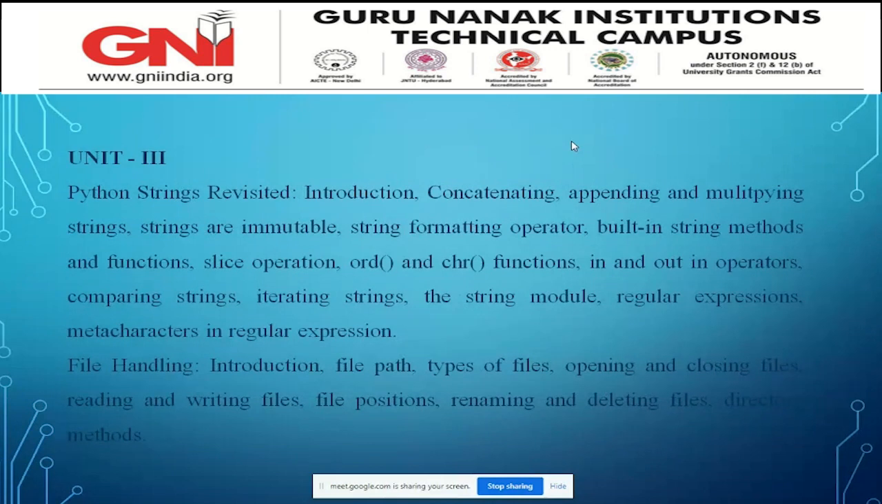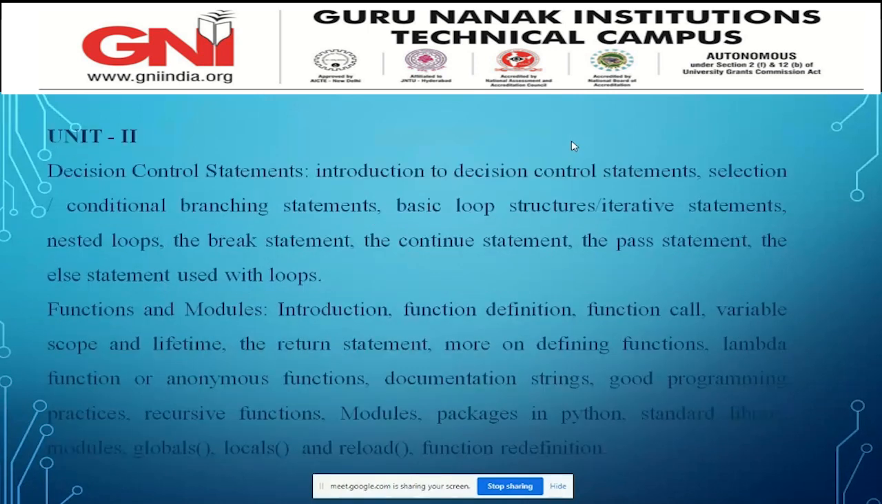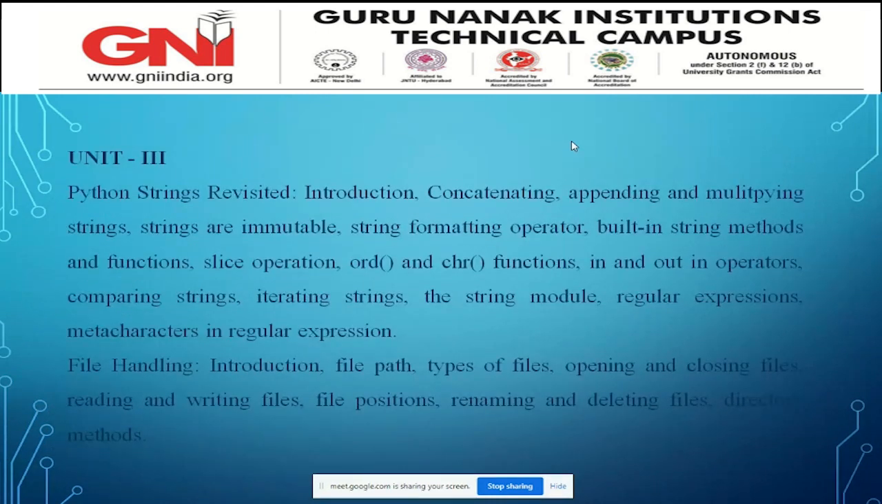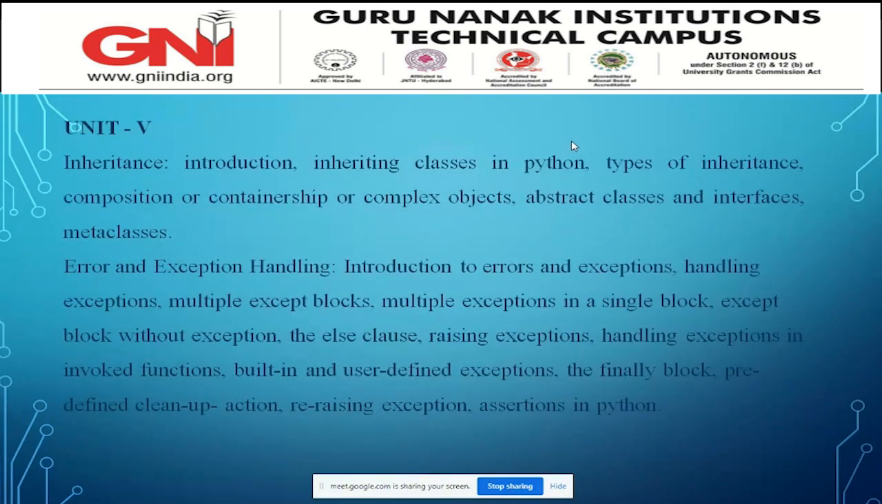So once again, just an overview. Unit 1: object oriented concepts and basic Python programming concepts. Unit 2: decision control statements, looping statements, unconditional statements, functions and modules. Unit 3: Python strings and file handling functions. Unit 4: data structures, classes and objects. Unit 5: inheritance concepts and error and exception handling concepts. This is the complete syllabus of this particular course.